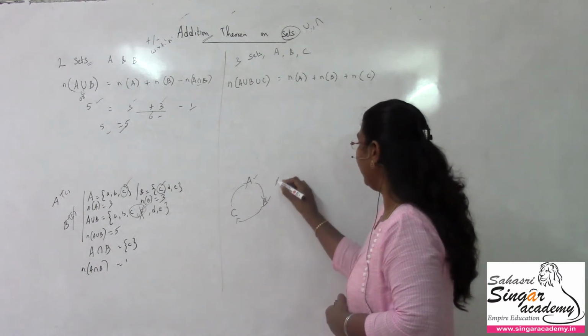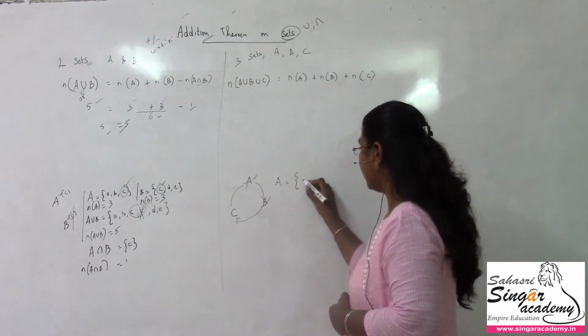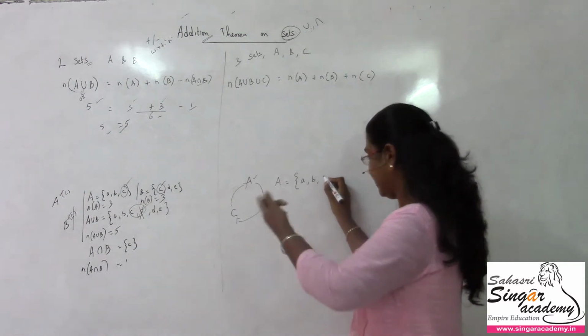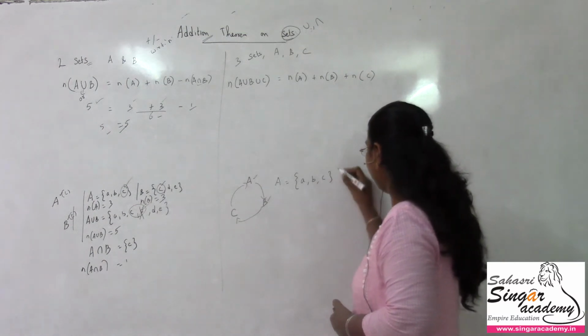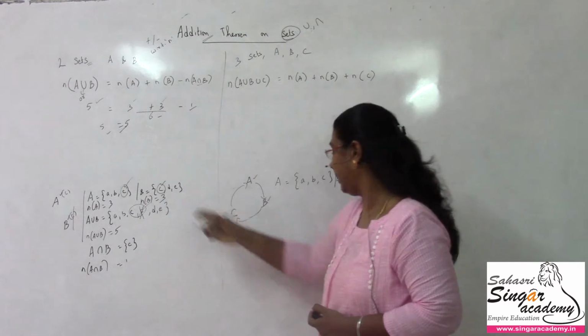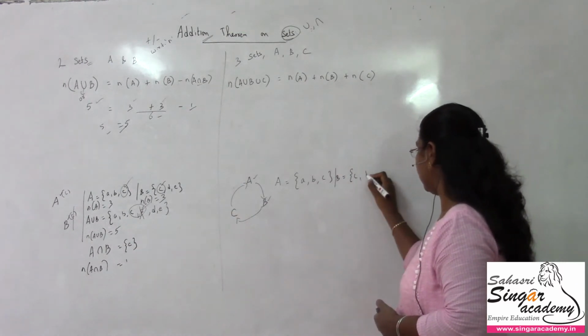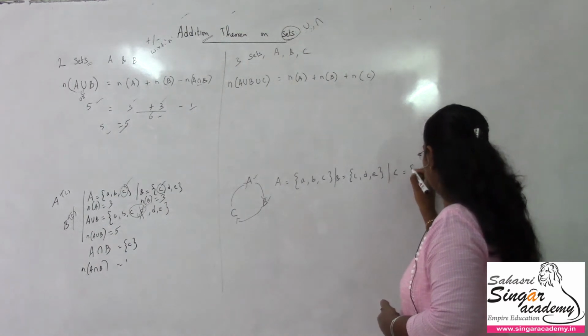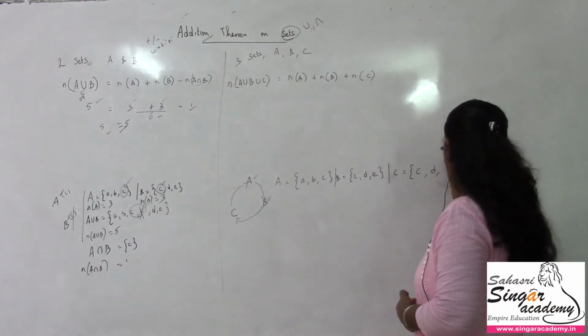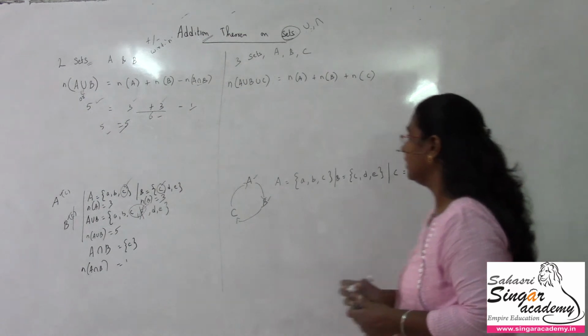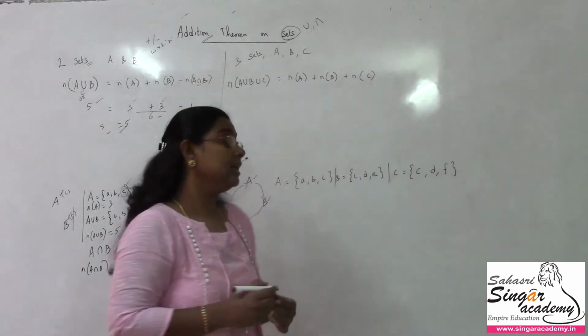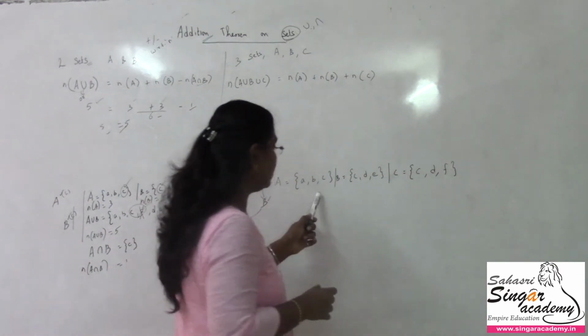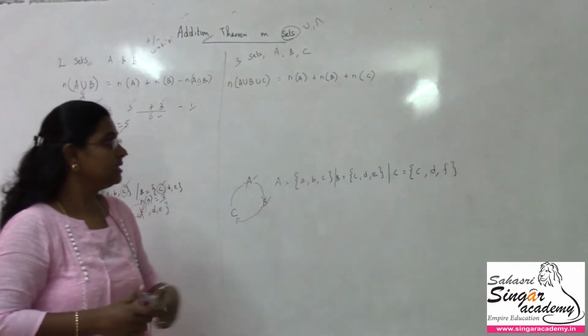So let me have A, which is A, B, C, the same I'll take. I'll take B, the same, I'm taking the same. C, D, E, and another C, which is C, D, and F. So I'm just taking three sets, A, B, C. A is ABC, B is CDE, and C is CDF.